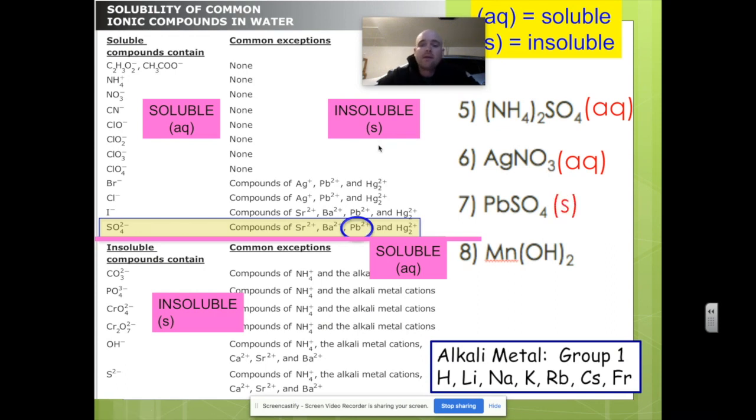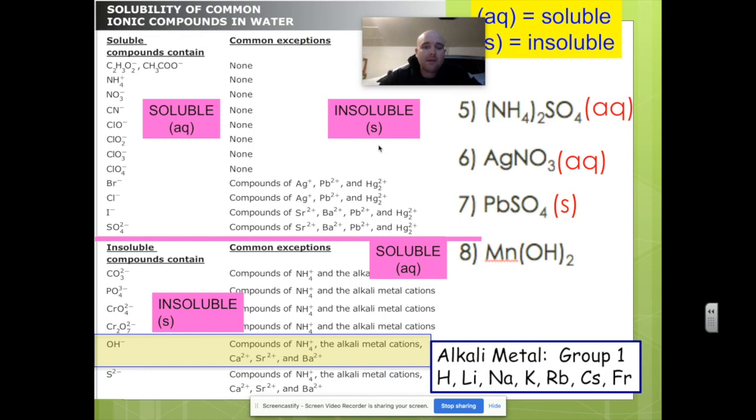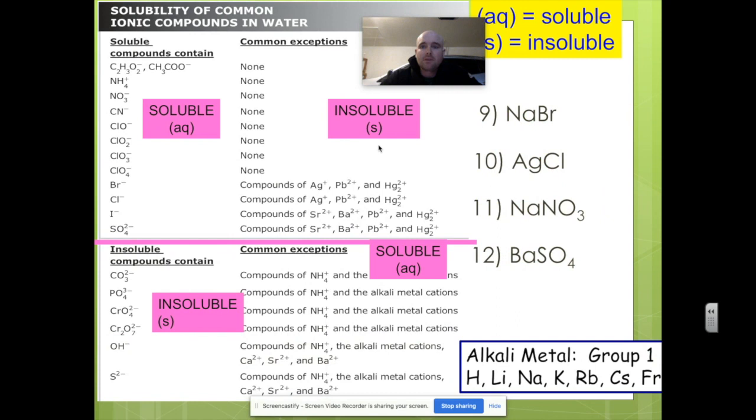Okay. Now we have manganese hydroxide. Hydroxides are not very soluble unless they're with a group 1. So this one's going to be solid as well. Okay. Now sodium bromide, we have bromine, and that's going to be soluble.